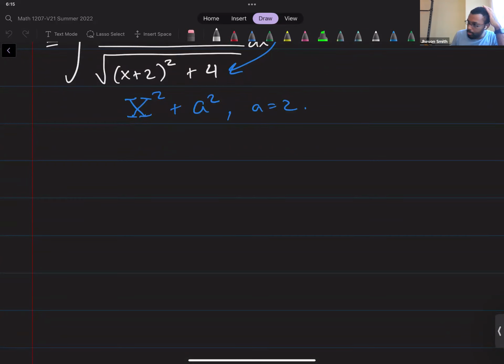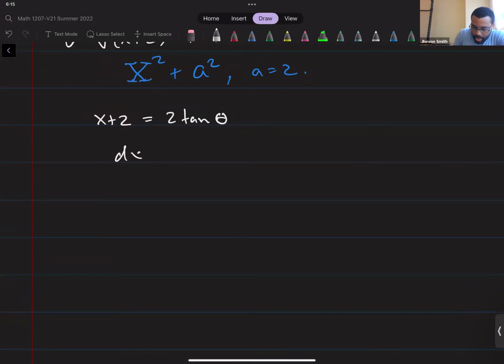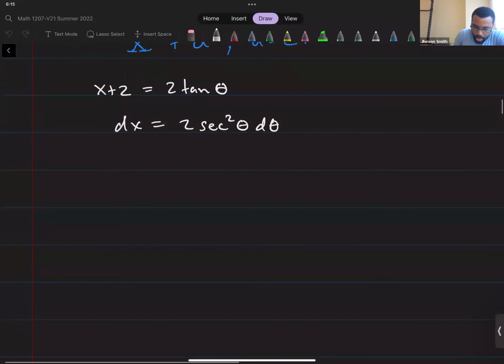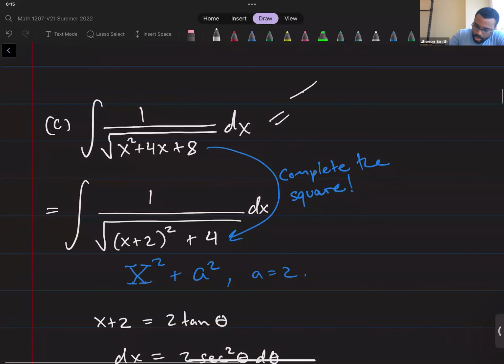So in the interest of keeping everyone on the same page, I'll probably just write out the trig sub. But yeah, this is the form of a tangent. So in this case, though, our variable is x plus 2, not just x, so just that x plus 2 equals 2 tan theta. Right, because that's our x in this case. And so you differentiate, your dx would be 2 times, the derivative of tangent is secant squared. And then you're going to actually plug this in. Let's call this I.